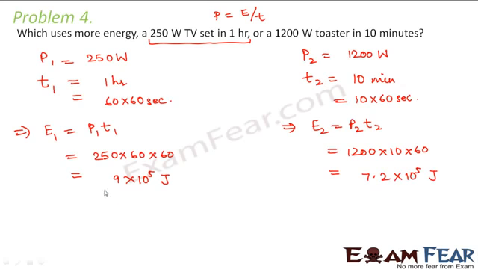So if you compare the value of E1 with E2, we see that E1 is greater than E2. That means the television set uses more energy than the toaster.